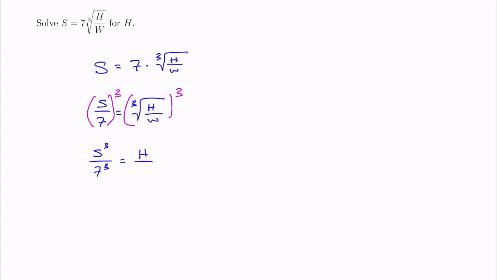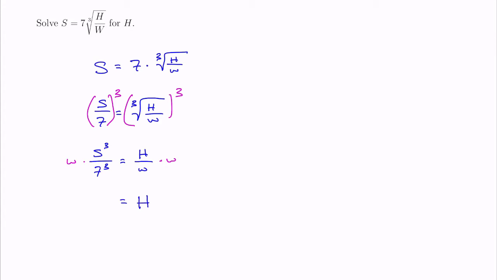To finish solving this equation for h, we need to recognize we need to cancel out the fact that we're dividing by w. So we will multiply both sides of that equation by w. On the right side of the equation, h over w times w, the w's cancel, leaving you just with h.